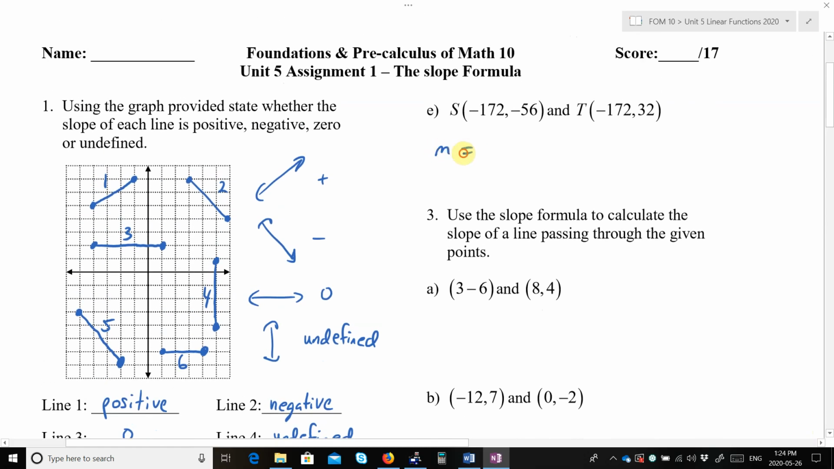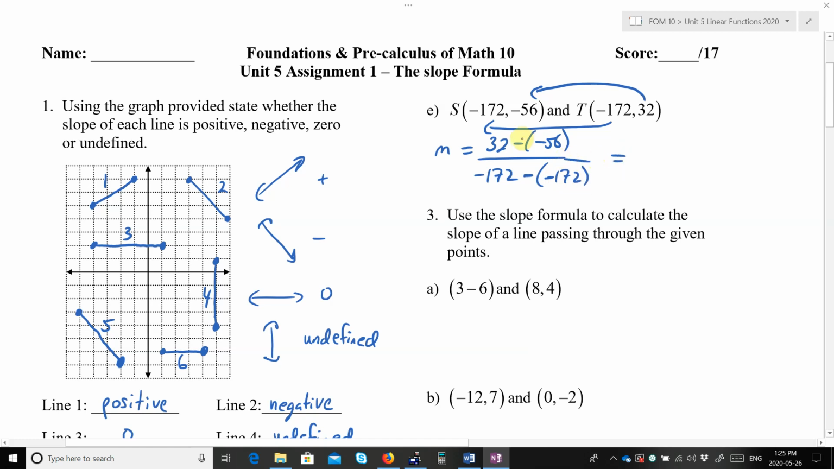And letter E, slope is equal to y2 minus y1, 32 minus negative 56, and x2 minus x1, negative 172 minus negative 172. We will go add the opposite. We are going to get 88 over, add the opposite, 0, which is undefined. Okay, so this is a vertical line, this one here.